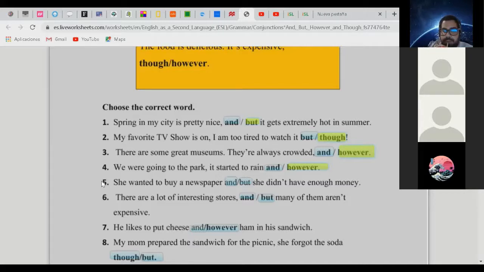She wanted to buy a newspaper, but she didn't have enough money. Enough money. Yeah, enough is suficiente, right? Enough money. So look at that, guys. Exactly, Julie, that this is a but. This is a contrast, guys.